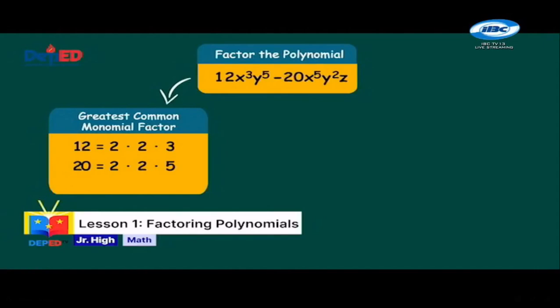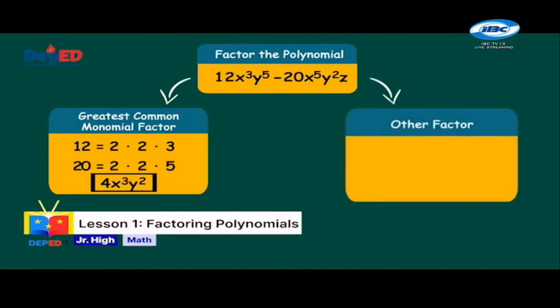Then we get the common variables in each term which has the least exponent. So what is the greatest common monomial factor? It is 4x cubed y squared. Then, find the other factor by dividing each term of the polynomial by the greatest common monomial factor. The operation can be shown as such. We divide 12 by 4 and subtract exponents of expressions with similar bases.